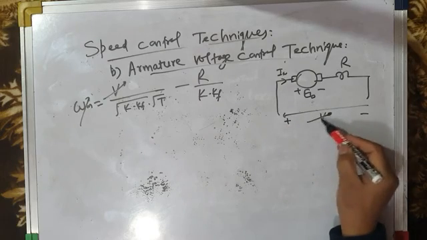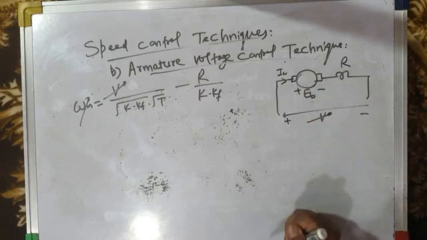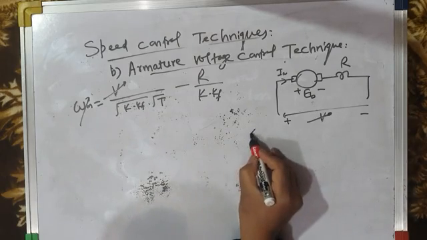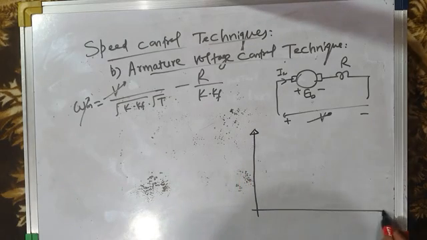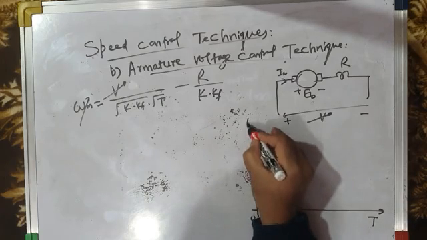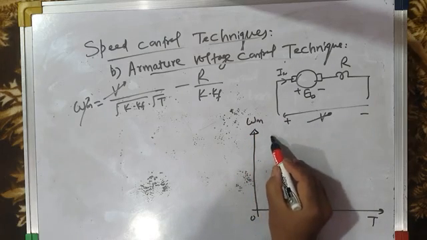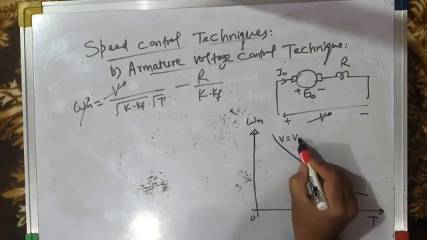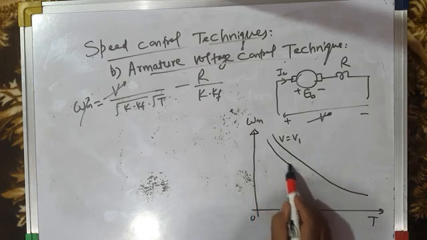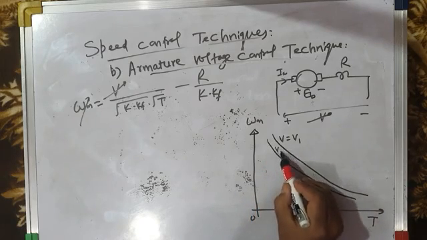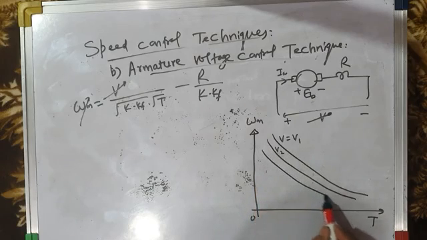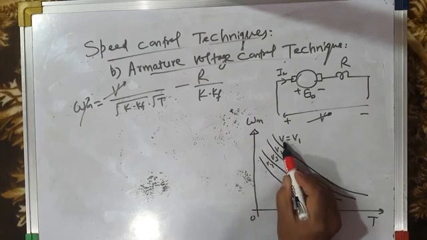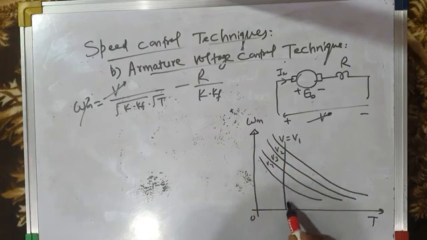A controlled DC voltage is applied across the armature terminals, and since V is controlled, omega m gets controlled, and you will get this type of torque speed characteristics. This is torque axis and this is omega m speed axis. This is, say, for V equal to V1, this may be rated voltage. Then this torque speed characteristic for V equal to V2, this is for V equal to V3, and this may be for V equal to V4. Let us suppose this is the load torque, this is TL.